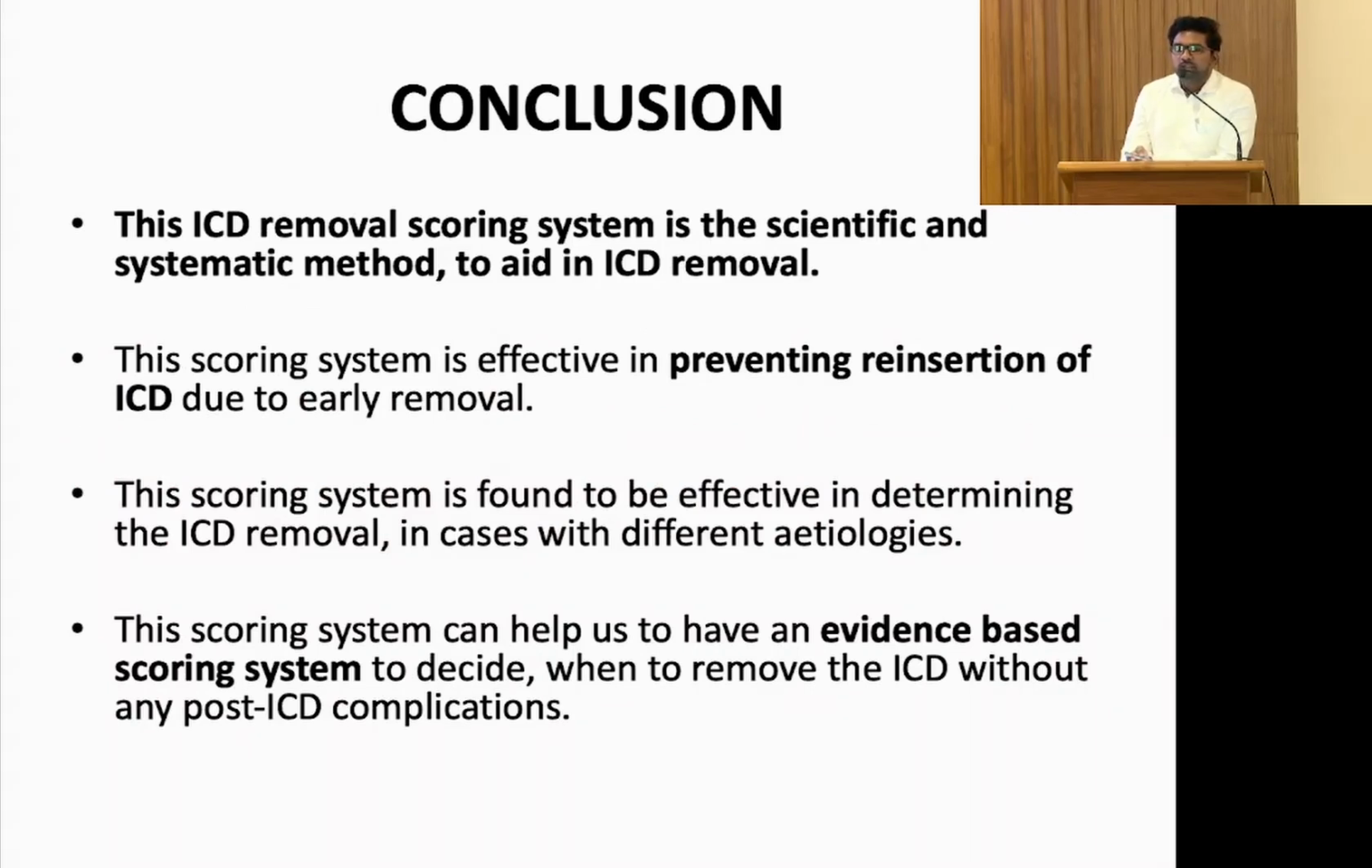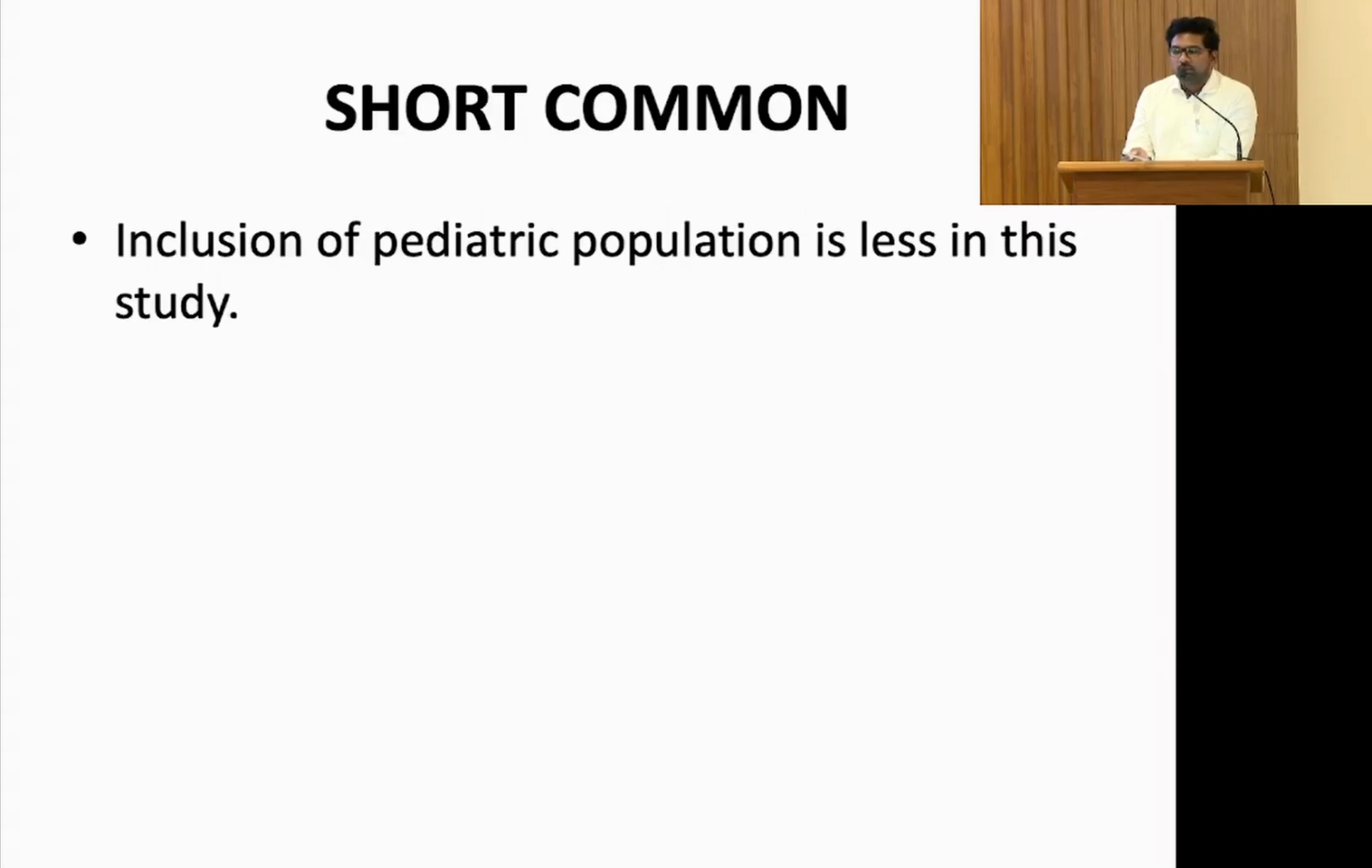So, the conclusion of the study. This ICD removal scoring system is a scientific and systematic method to aid in ICD removal. It helps prevent ICD reinsertion because of early removal, eliminates inter-observer variation, and provides an effective method for ICD removal in different etiologies. It is an evidence-based and reproducible scoring system. The shortcoming of the study is that the number of pediatric patients included is very small, so maybe in the second part of the study we can go with the pediatric population.